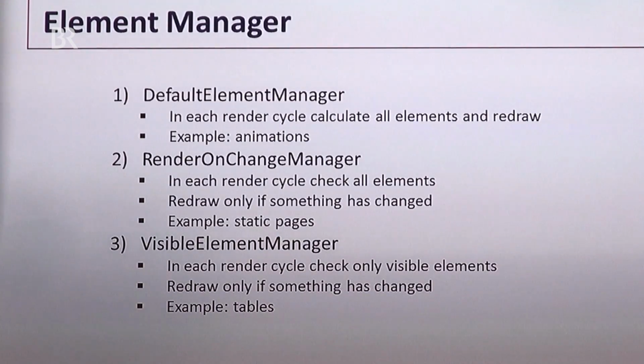And the next point, and the most interesting one, is the visible element manager. It's checking in every cycle if something has changed, but it's only looking at the visible area, the area you can see on the screen. If some elements are not on the screen, it's not looking at these elements, it's just looking at the important elements. And it's redrawing if something has changed. You can use it for tables. I have an example later.